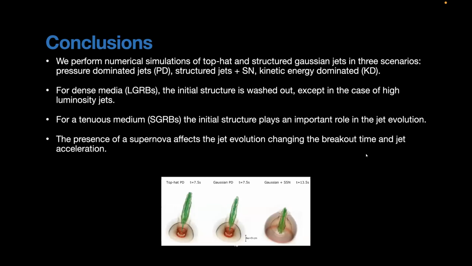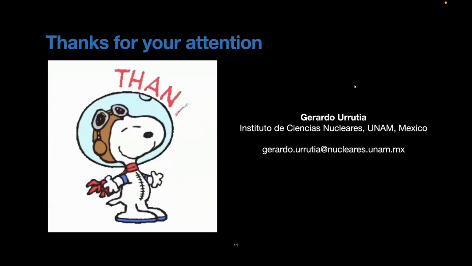And finally, my conclusions are: we performed numerical simulations of top hat and structured Gaussian jets in 3 dimensions. And we considered three scenarios: jets whose pressure dominates at the initial launching point, structured jets plus supernova, and kinetic energy dominated jets. The most important results are the following. For a dense medium, this is the case of long GRBs, the initial structure is washed out, except in the case of the high luminosity jets. For a tenuous medium, this is the case of short GRBs, the initial structure plays an important role in the jet evolution and has a strong implication in the future light curves at large scales, or afterglow radiation. And the presence of a supernova affects the jet evolution, changing the breakout time and the jet acceleration. That's it. Thank you very much.